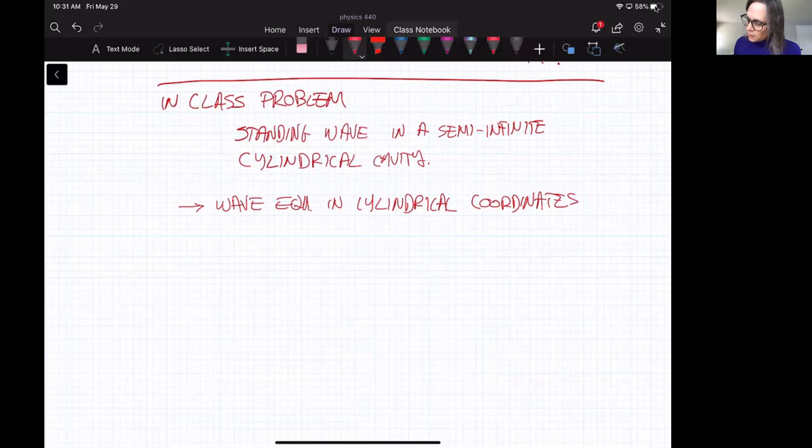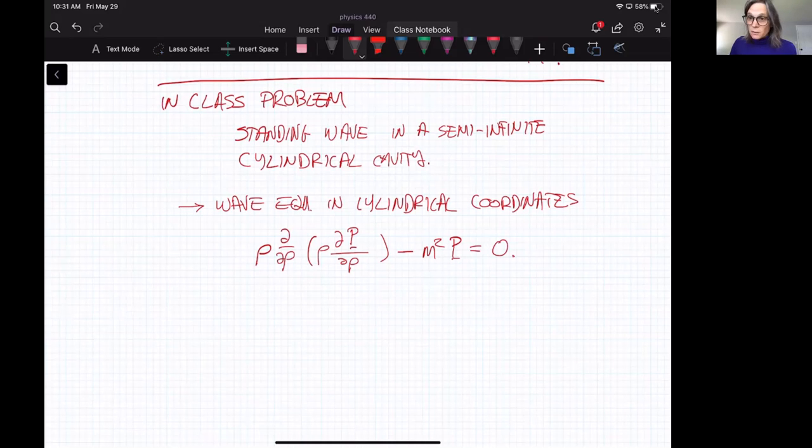So what this gives us is, if we focus on the radial equation, we're in cylindrical coordinates: rho d/d rho of (rho dP/d rho) minus m squared P is equal to 0. That is our radial equation after we do our separation of variables. And this has a solution, P sub m, equal to, the general case would be, a sub m J sub m(k rho) plus b sub m N sub m(k rho).